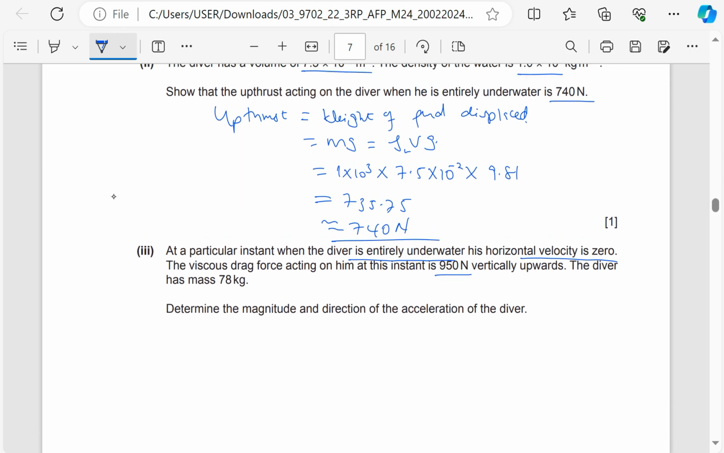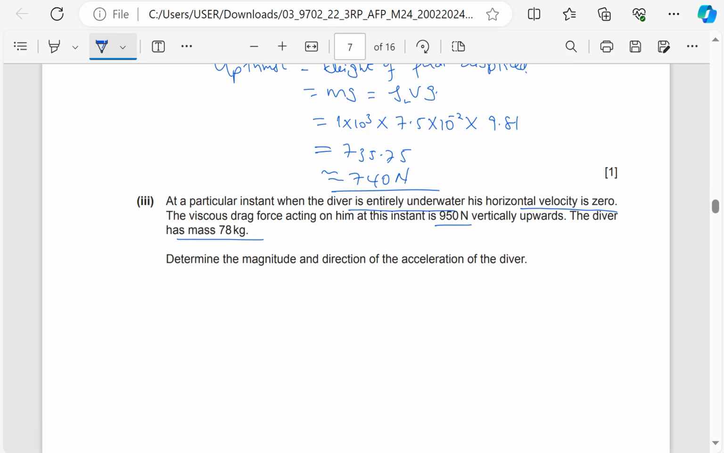The diver has mass of 78 kilograms. Determine the magnitude and direction of the acceleration of the diver. So let's assume this is the diver. His weight mg is acting vertically downwards. The drag force upwards is given as 950 newtons. Of course, the upthrust also acts upwards. The upthrust is 740.